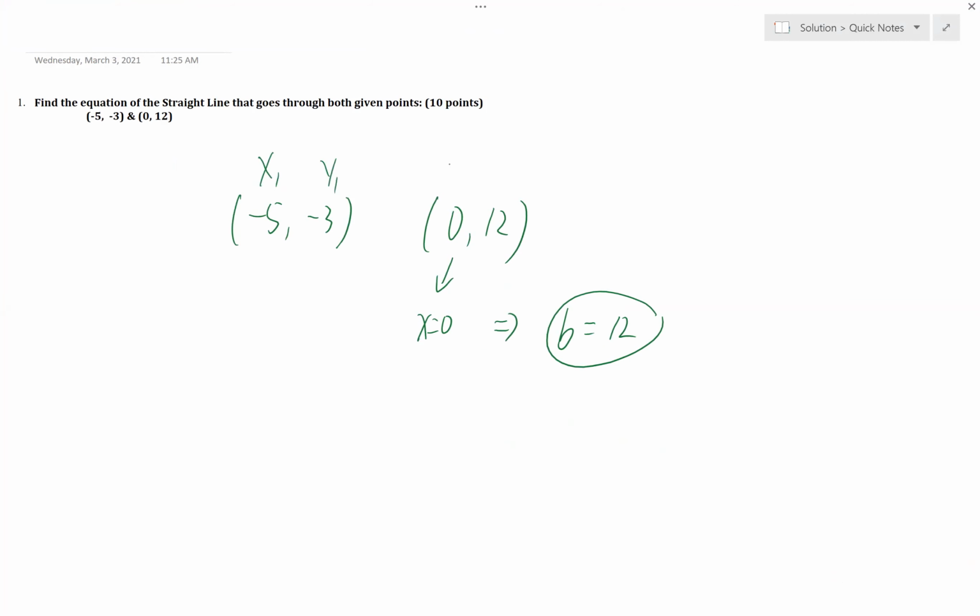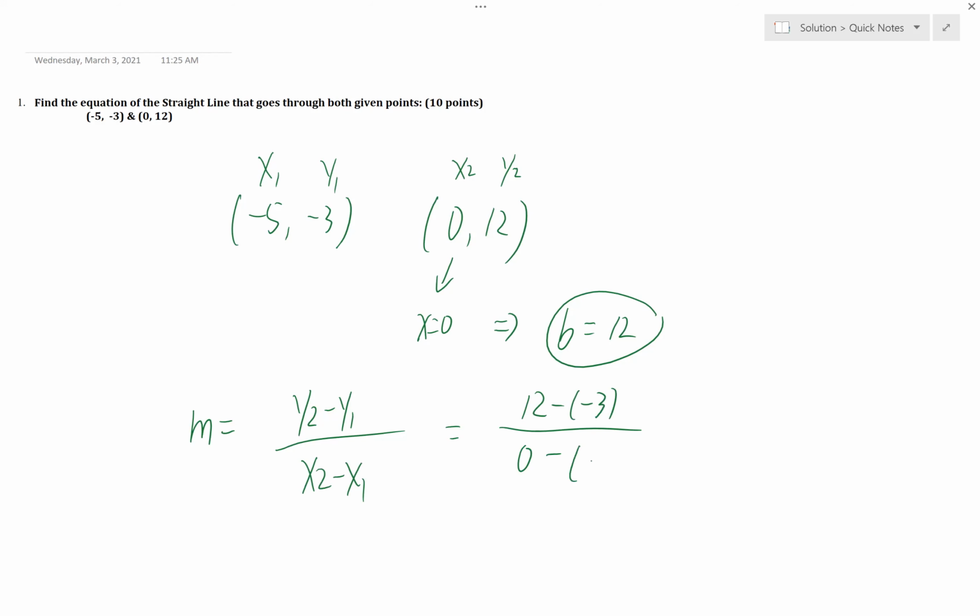So x1, y1, x2, y2. Let's use the slope formula to find the slope: y2 minus y1 over x2 minus x1. Now plug in numbers, 12 minus 3. So be careful about the sign, right? The only careless mistake that occurs will be the sign. Make sure you put all the signs needed. So two negatives turn into a positive. On top is 12 plus 3, on the bottom is 0 plus 5. So it's 15 over 5, which turned out to be 3.